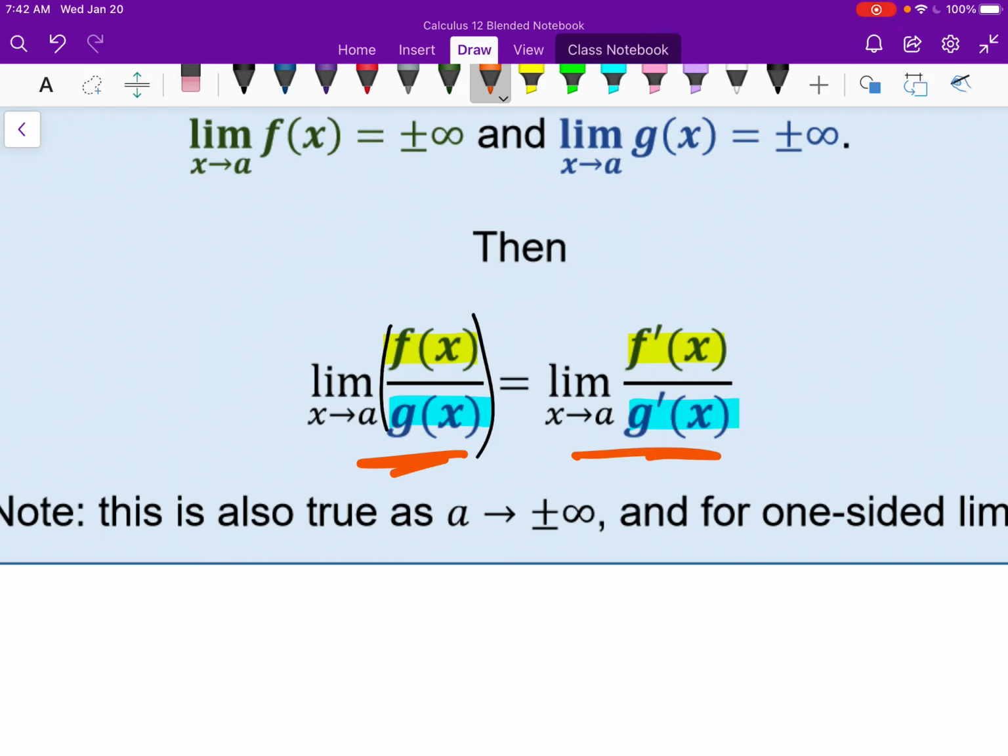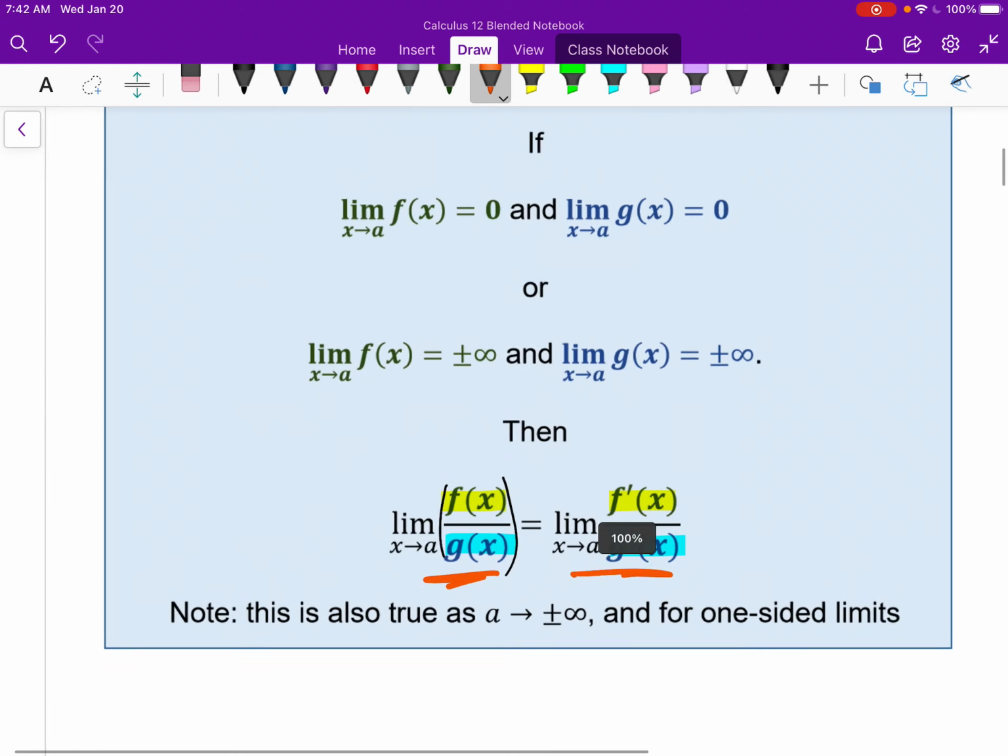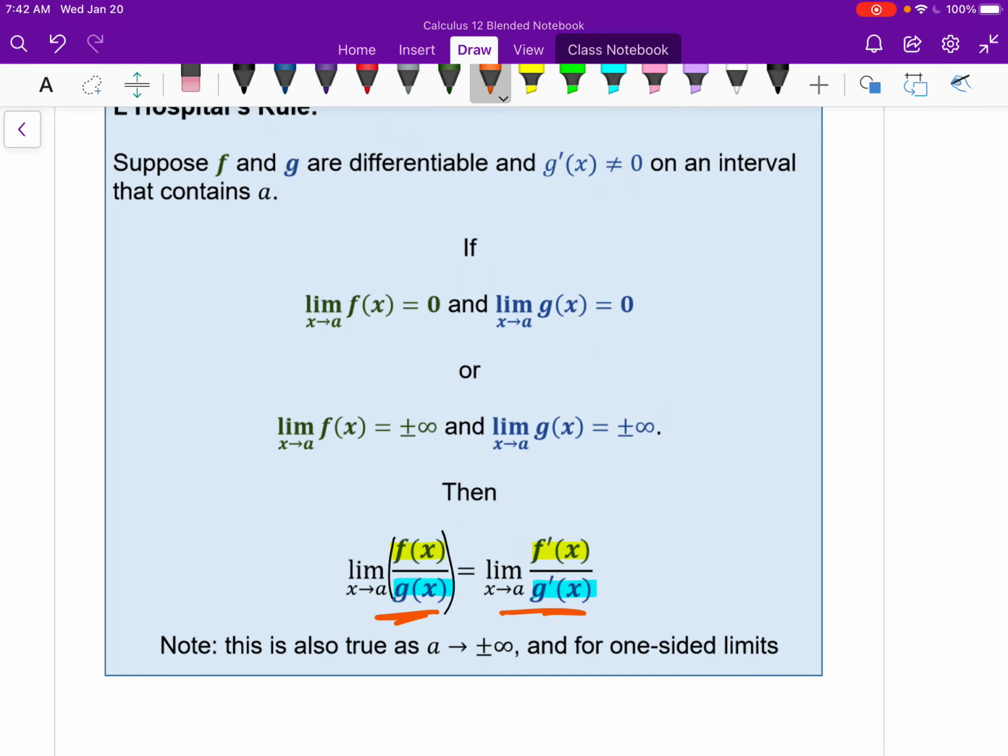The limit as we approach some number of some fraction will be equivalent to the limit, as we approach that same value, of the derivative of the numerator and the derivative of the denominator separately, as long as what we have up here is true. That is, as long as the limits of the numerator and the denominator both approach 0, or both approach plus or minus infinity. If that's the case, which very often it is, then you can find the limit as we approach some value using this.